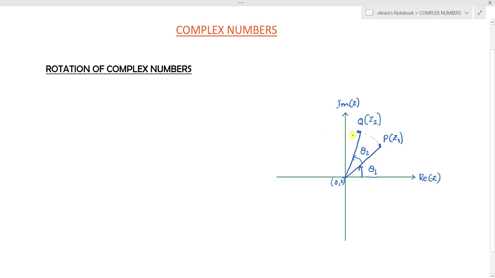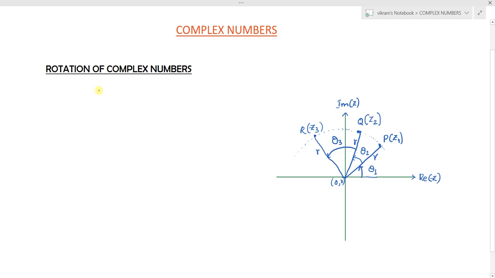The next complex number I am considering is at point R, of the complex number z3, and from the origin it makes an angle from the point Q as theta 3. In this case all the complex numbers have the same radius, which I call r. Similarly OQ has radius r and OR also has radius r.